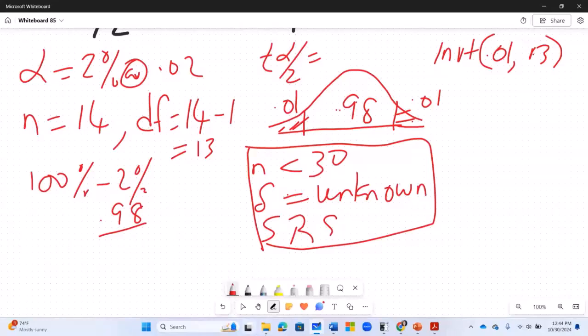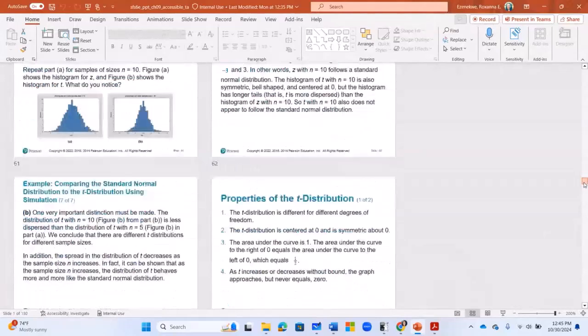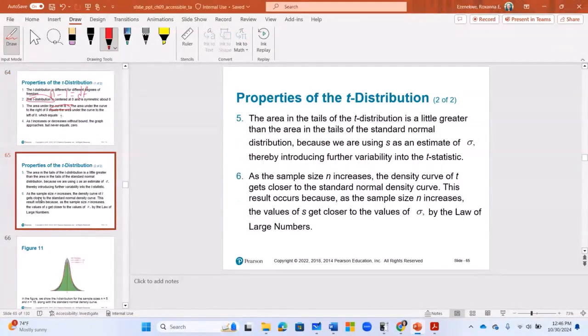All right, so I will go to my calculator. But before we go to our calculator, let's make sure we review our t distribution. That way we have everything. So let's go to properties. It's the same property. The area in the tails of t distribution is a little larger. As sample size n increases, the density curve for t is almost equal to density curve for z. So these properties are here.